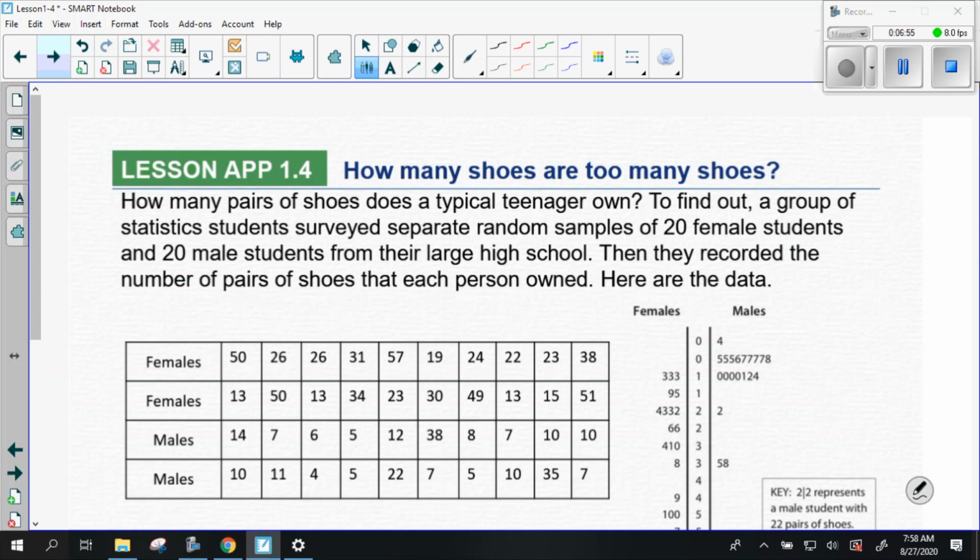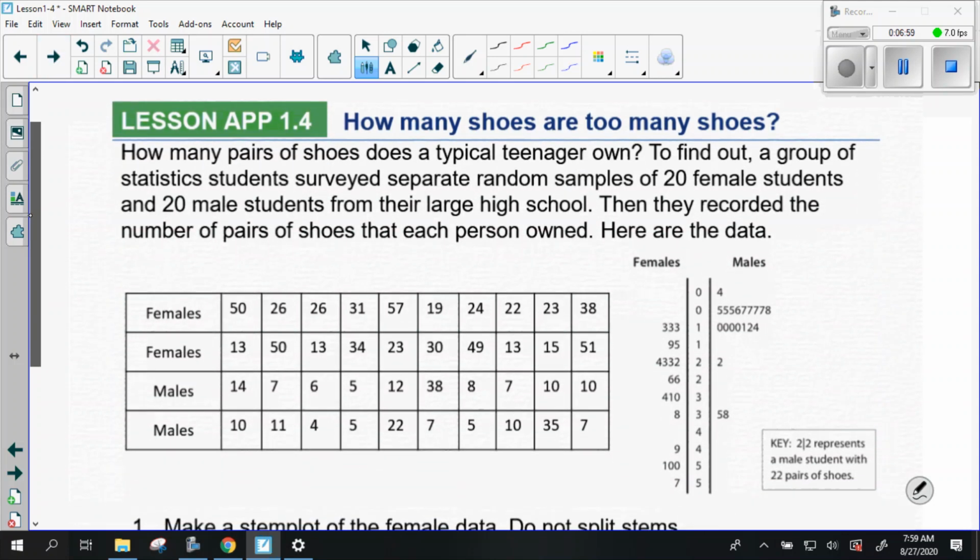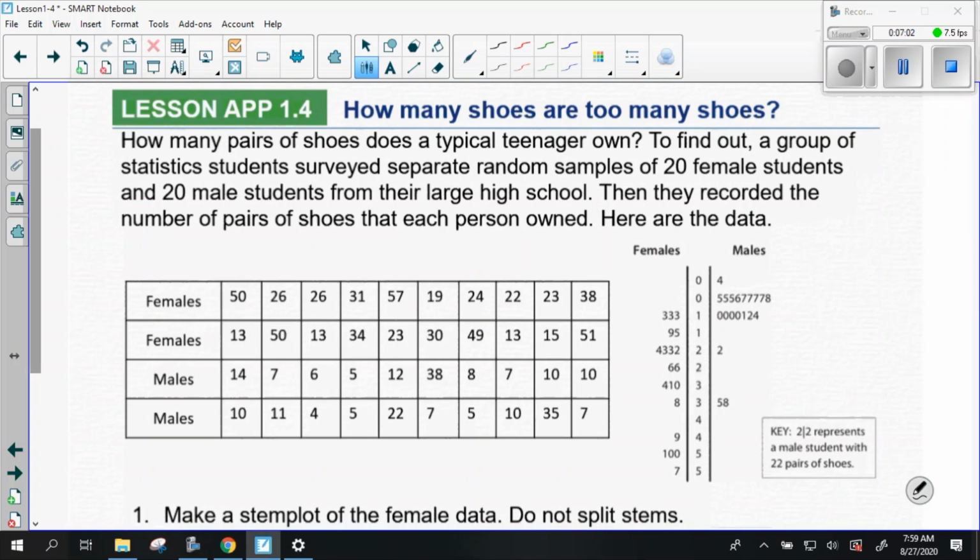So I've been talking about working this example. Well, here it is. Let's do this. We're looking at the many pairs of shoes. We surveyed 20 females, 20 males from a very large high school, I guess, meaning that our sample is pretty big. And then we recorded this. Here we go. We got some data.